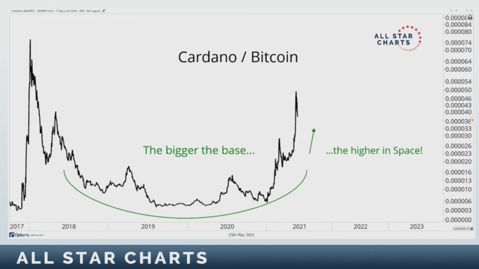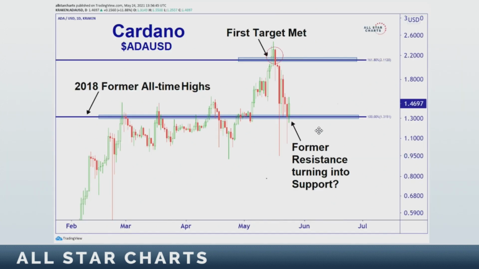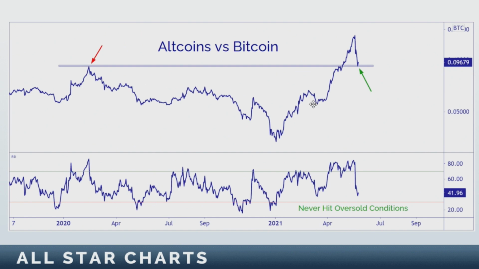So what's really interesting here is Cardano. This is Cardano relative to Bitcoin. The way I learned it is the bigger the base, the higher in space. It's really hard to ignore all of that relative strength. And then you've got a nice risk reward. Right now we're in no man's land, around $1.70. I like it above 131 with a target of 211. And where are we? 170, right in the middle. So like Bitcoin, like Ethereum, like Polygon, we're pretty much in no man's land right in the middle.